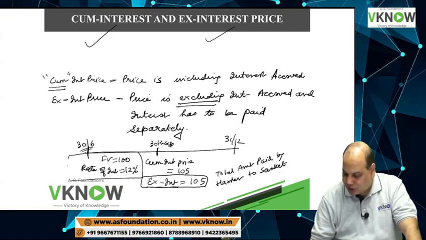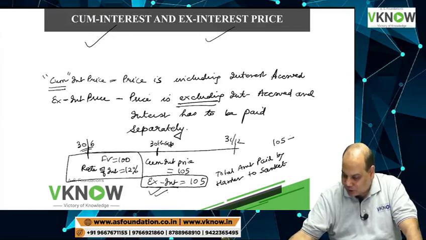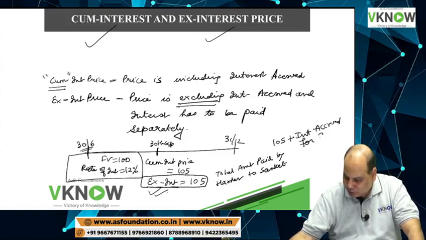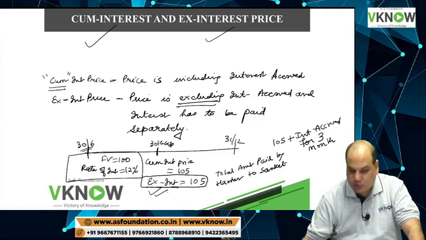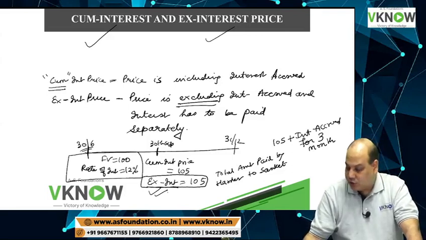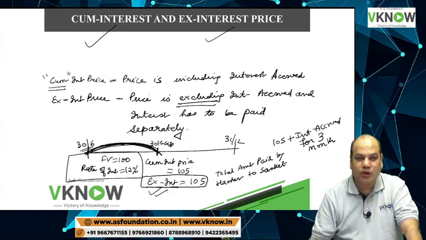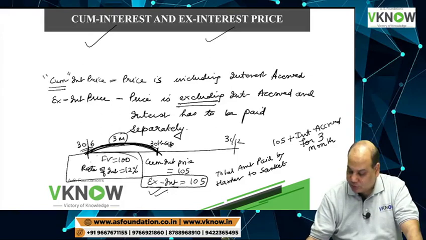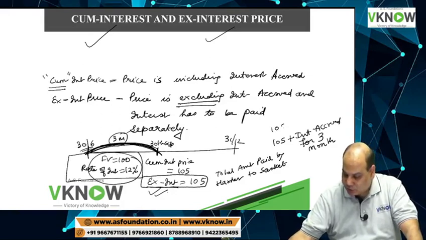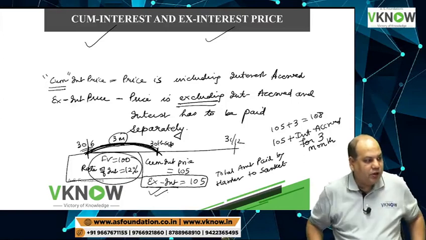So show your skill and tell me, if the price is quoted ex-interest, Hardev will pay 105 plus interest accrued for 3 months. Hardev will compensate Sanket for interest accrued for 3 months, from 30th June to 30th September. Interest for 3 months will be 3 rupees. So the answer is 105 plus 3, 108 rupees. The answer is 108 rupees.